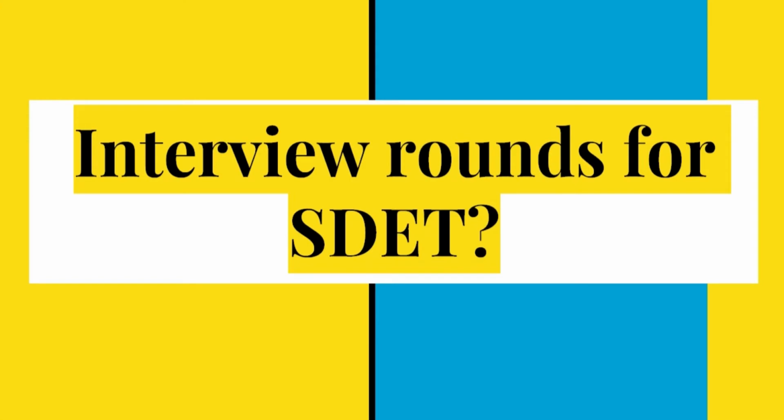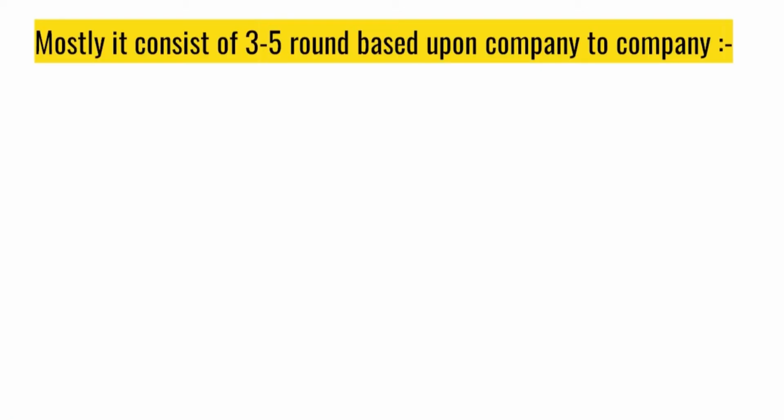So in this video I am going to explain to you about the interview round for the SDET in detail, which will help you guys in preparing for the interview in a better way. So mostly in all the product based companies like McAfee, Walmart, Palo Alto, VMware, Amazon, they usually take 3 to 5 rounds of interview, which will consist of the following things.